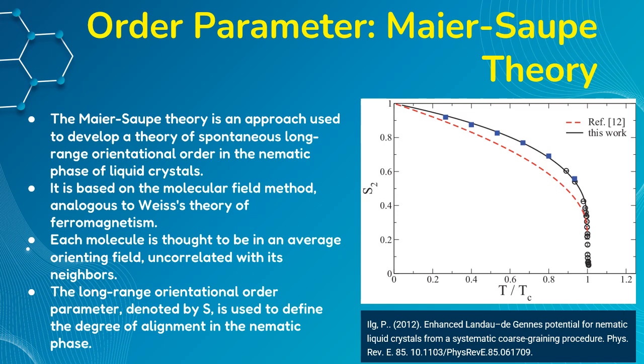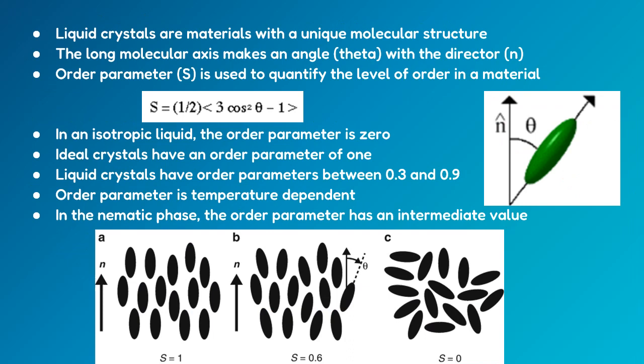So this is a graph of orientational order parameter varying with temperature. Liquid crystals are materials with a unique molecular structure. The long molecular axis makes an angle theta with the director, as shown here. This is in particular we are talking about nematic phase here. Order parameter S is used to quantify the level of order in a material. It is defined as half times the average of 3 cos squared theta minus 1.